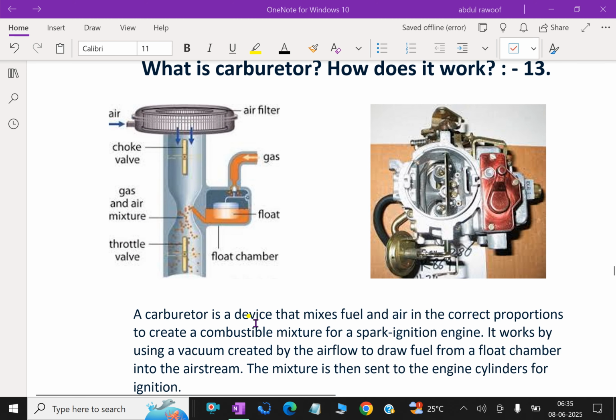A carburetor is a device that mixes fuel and air in the correct proportions to create a combustible mixture for a spark ignition engine. It works by using a vacuum created by the airflow to draw the fuel from a float chamber into an airstream. The mixture is then sent to the engine cylinders for ignition.